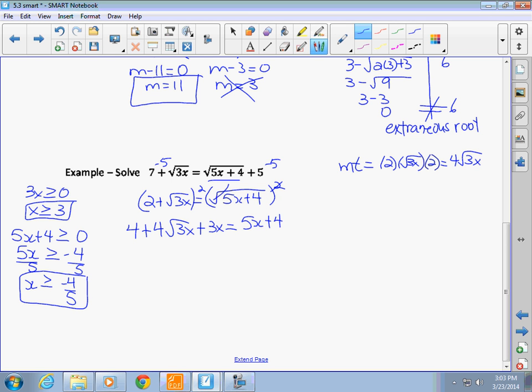So I'm going to do that step one more time. I need to get this radical by itself in order to finish solving. So I have to move over my 4, and I need to move over my 3x. By doing that, I'm left with 4 square root 3x is equal to 5x minus 3x is 2x, 4 minus 4 is just 0. So I'm left with 4 square root 3x is equal to 2x.